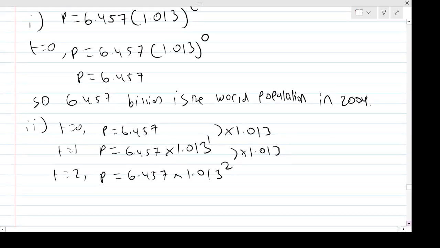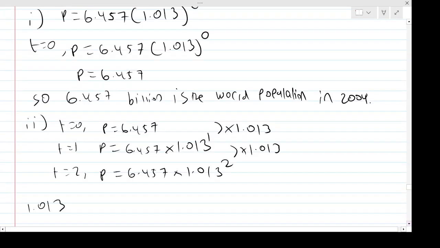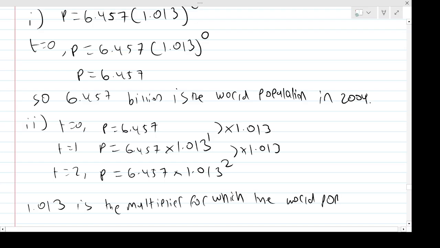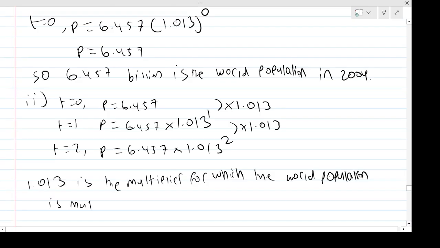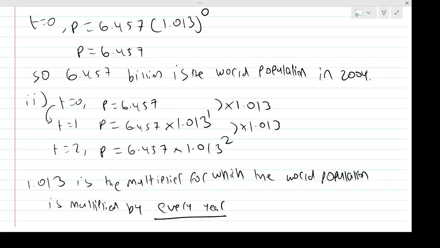So 1.013 is the multiplier for which the world population is increasing by or multiplied by every year. And that "every year" is essential to add on at the end, because obviously that's what's happening. Every year we increase by one value of T, 1 year. That's what it's multiplied by, this 1.013.